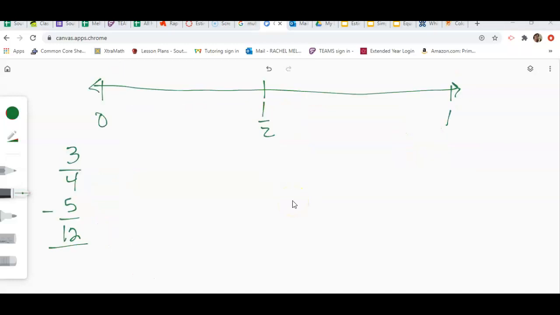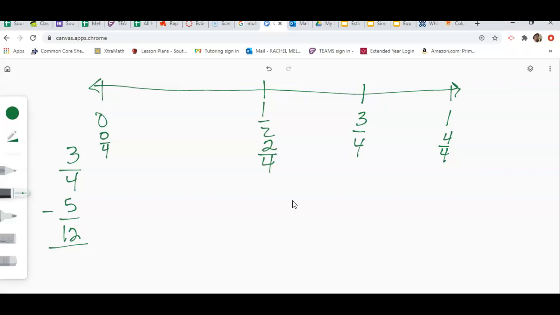So for this question, we want to do 3/4 minus 5/12. All right, so let's first do with the 4. So this is 0/4, 4/4. What is half of 4? Half of 4 is 2, so this is 2/4. So where would 3/4 be located? 3/4 would actually be right in the middle of 2/4 and 4/4.